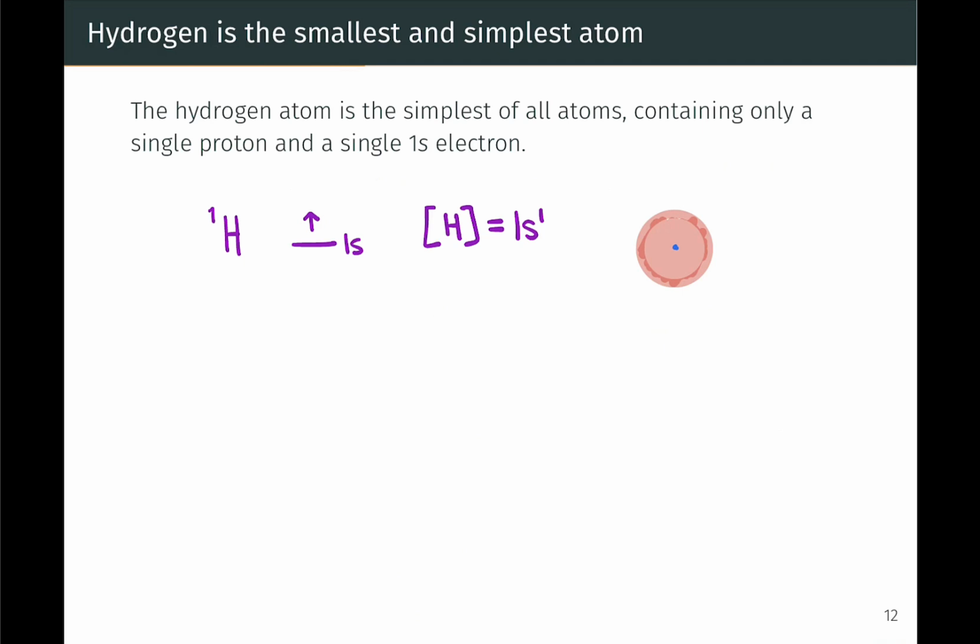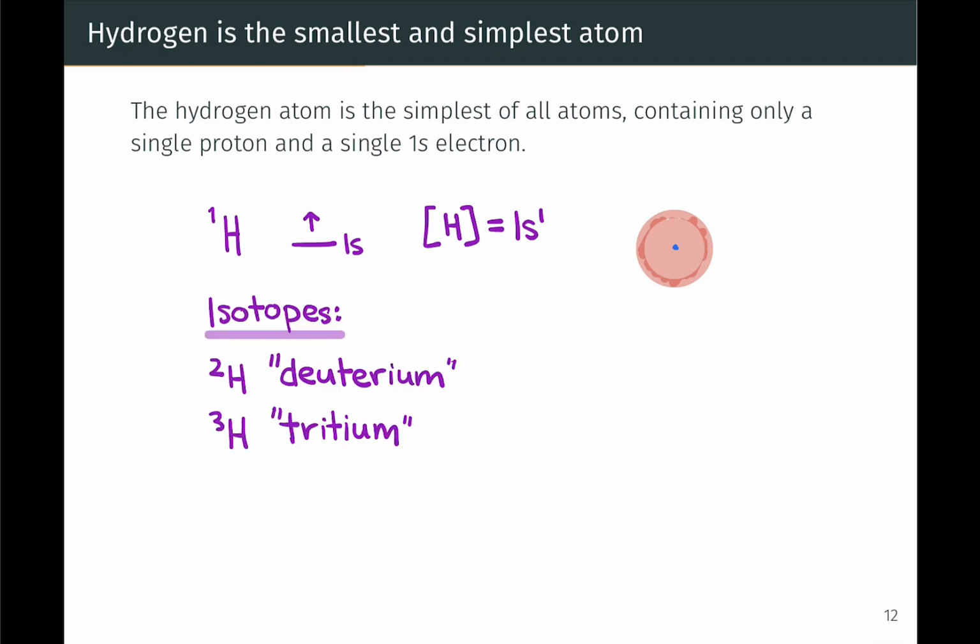Hydrogen does have two other important isotopes that I felt compelled to mention here. The hydrogen-2 isotope is better known as deuterium, and hydrogen-3 is better known as tritium, and these just have neutrons in the nucleus, either one neutron in the case of deuterium or two in the case of tritium.